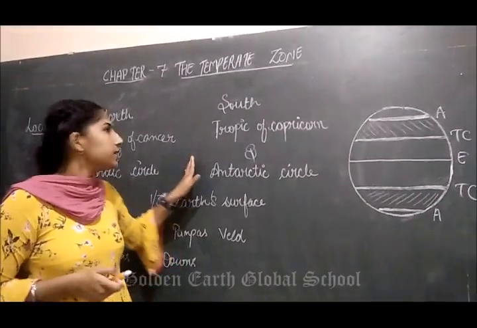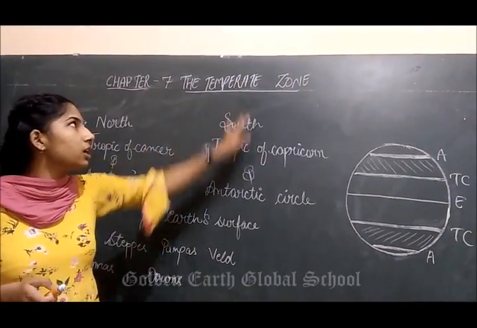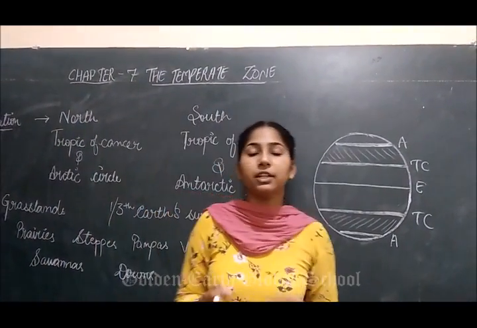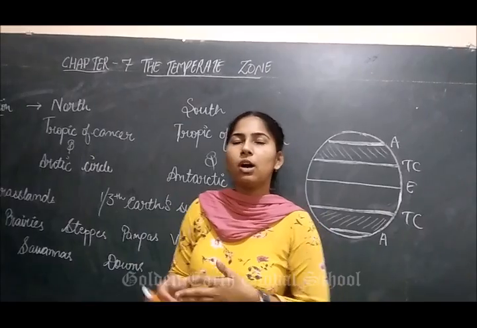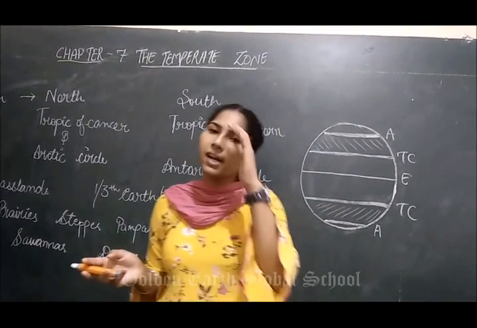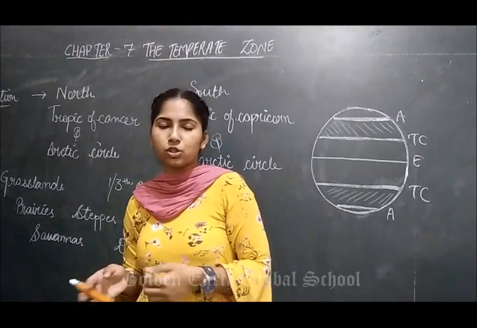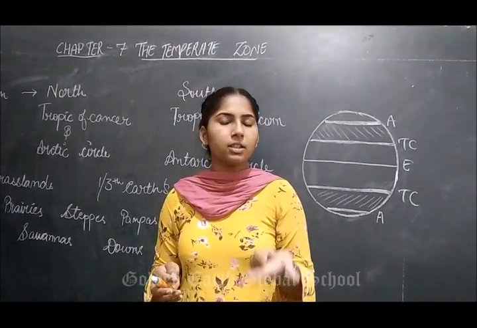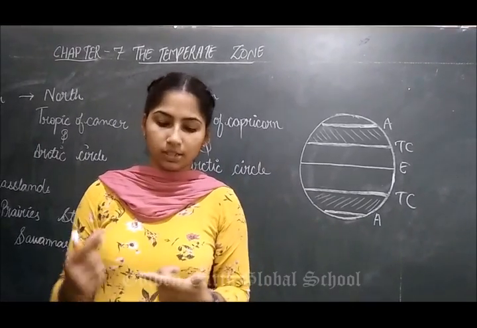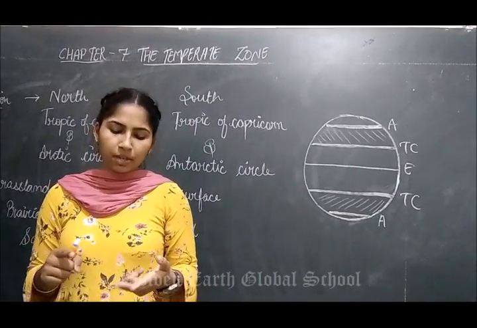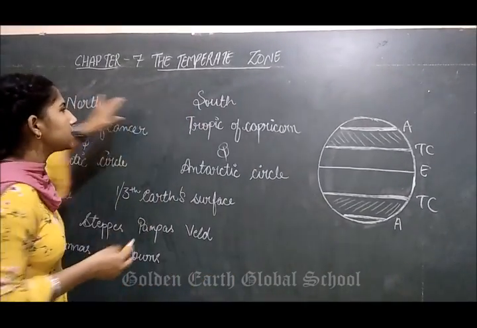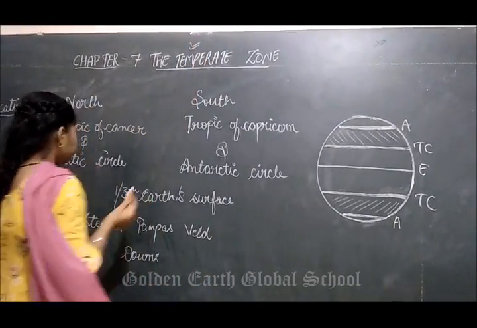We are starting chapter number 7, the temperate zone. In the previous term, we discussed the different temperature zones. Our planet Earth has 3 different temperature zones, divided on the basis of temperature: the torrid zone, the temperate zone, and the frigid zone. The torrid zone is the hottest, the temperate zone is mild, whereas the frigid zone is the coldest. Firstly, we will discuss the temperate zone.